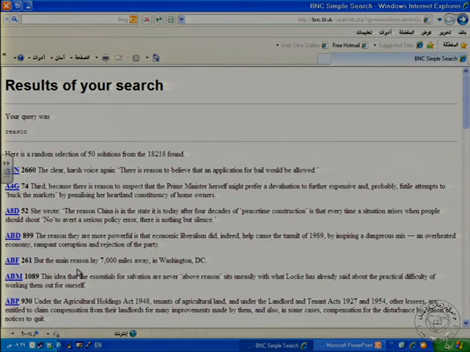So the word main collocates with the word reason. Main always comes with the word reason, the main reason. This idea that the essentials for salvation are never above reason. Here, reason means something else, a different sense, a different meaning here.